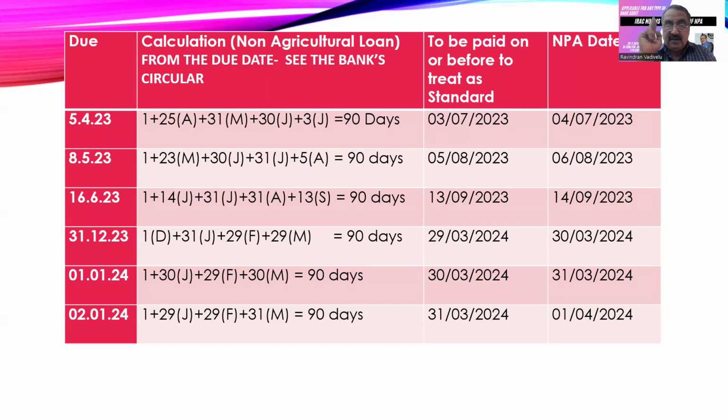Remaining days of April is 25, 31st May, 30th June, 3rd July. So an account which has become overdue on 5/4/23 will be regularized on or before 3/7/23. Otherwise, this account will become NPA on 4/7/2023. An account which is due on 5/4/23 has to be regularized on or before 3/7/23. That is, if it is not regularized, then that account will become NPA on 4/7/23. Same is the case with 8/5/23. It has to be regularized on or before 5/8/23, because where the 90 days ends, on the 91st day, that account will become NPA. This is the basis on which you have to arrive at the NPA.